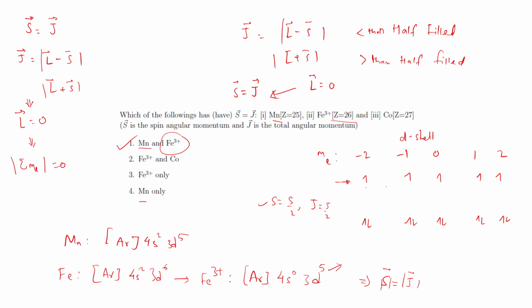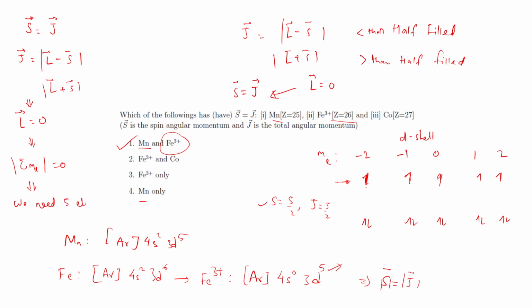This can be possible if we fill the electrons in such a way that all of this is filled, so that it is minus 2, minus 1, plus 0, plus 1, plus 2 for all these 5 electrons, so it will be 0. So we need exactly 5 electrons in the D shell. This is clear.